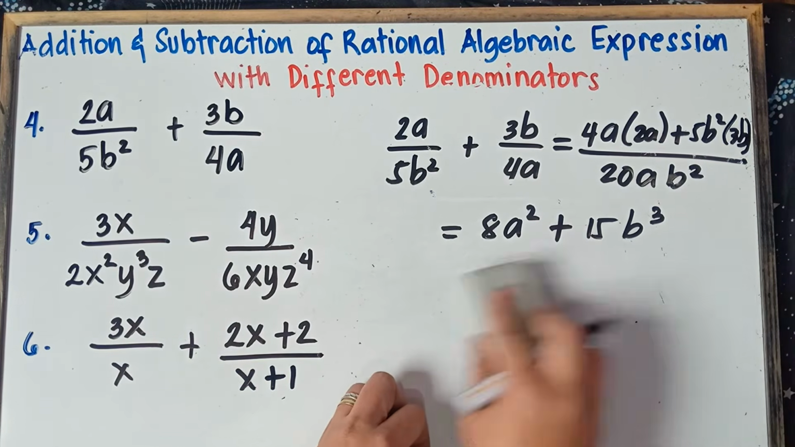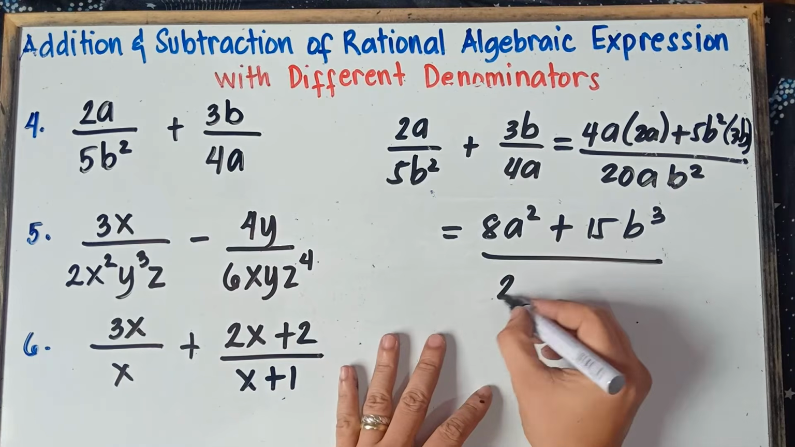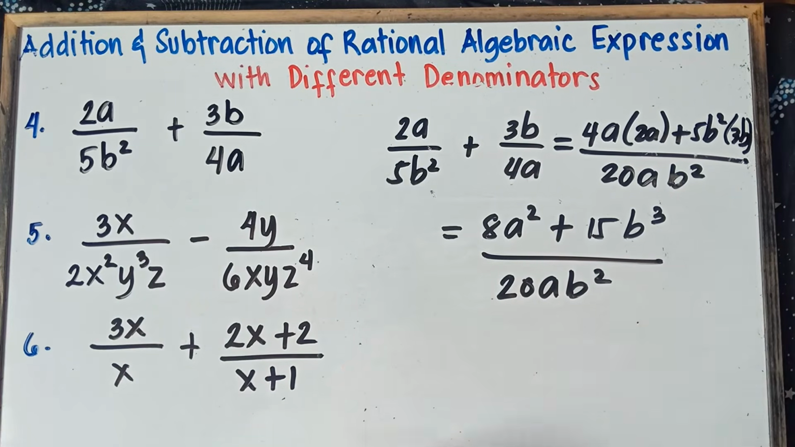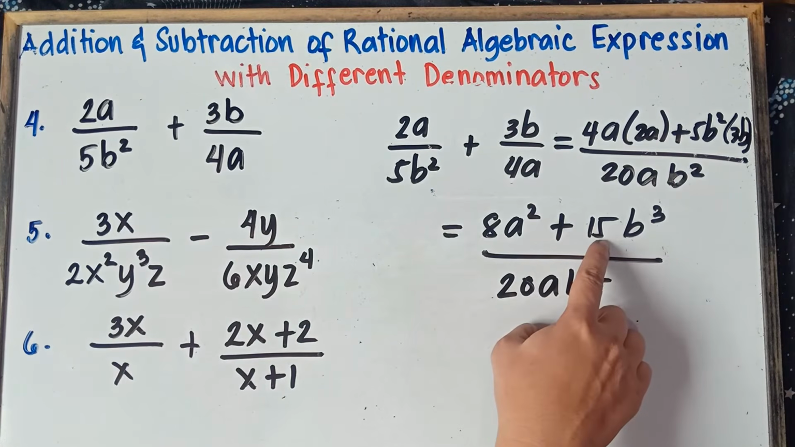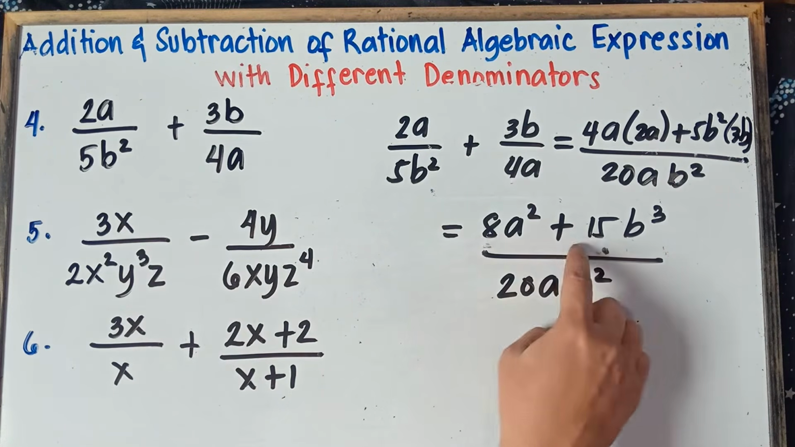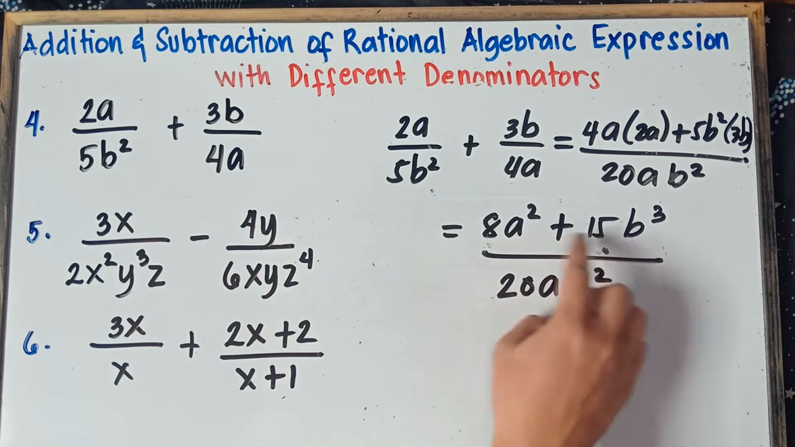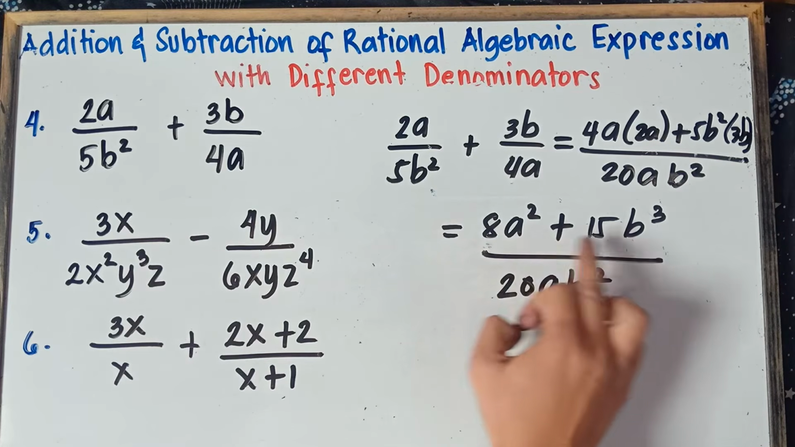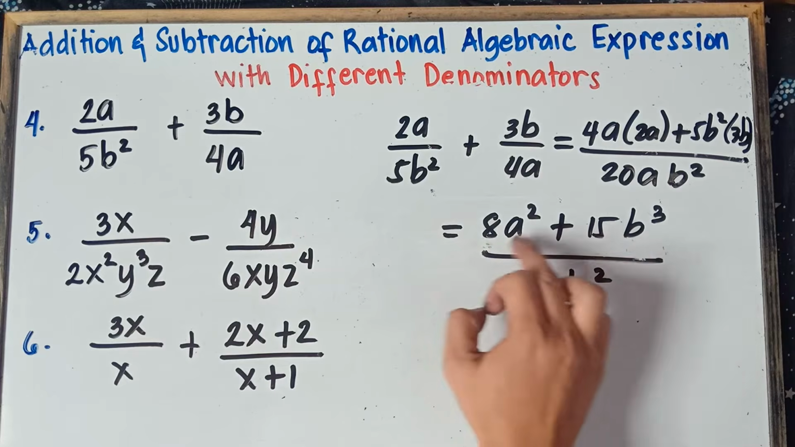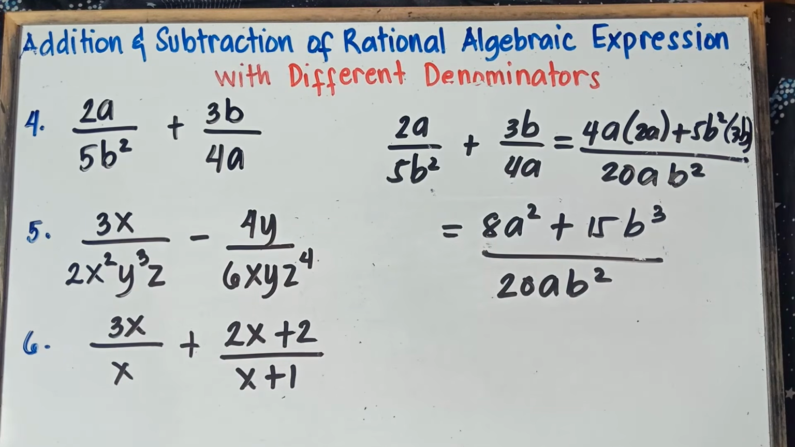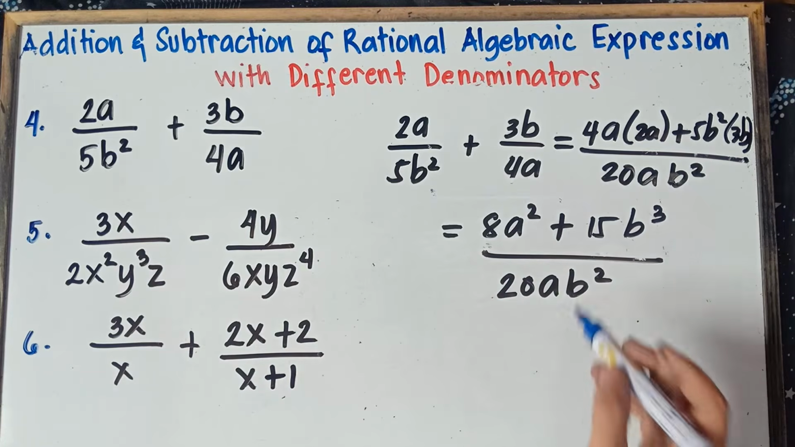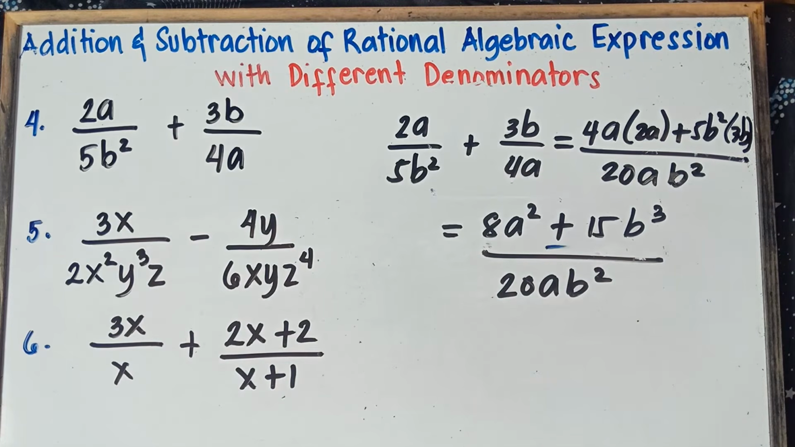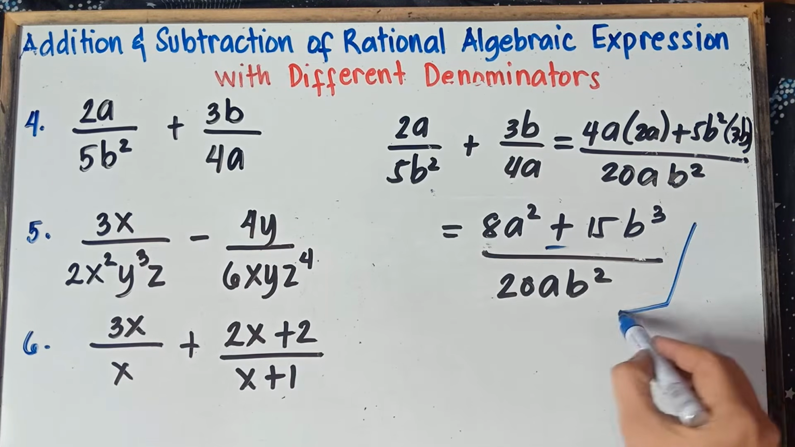So we have 15b cubed over 20ab squared. Alright, so can we factor out a and then 15? Nope, we can never factor out 8 and then 15. The greatest common factor of 8 and 15 is only 1. And then a and b are different letters. So therefore, we cannot factor this out. So once again, class, never divide a and then a squared and then a, because you have a plus sign. So therefore, class, this will be our final answer with regards to example number 4.